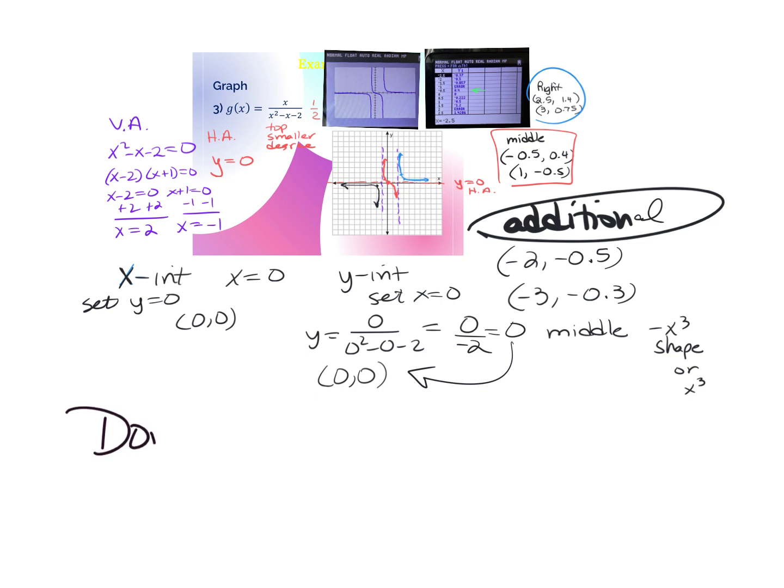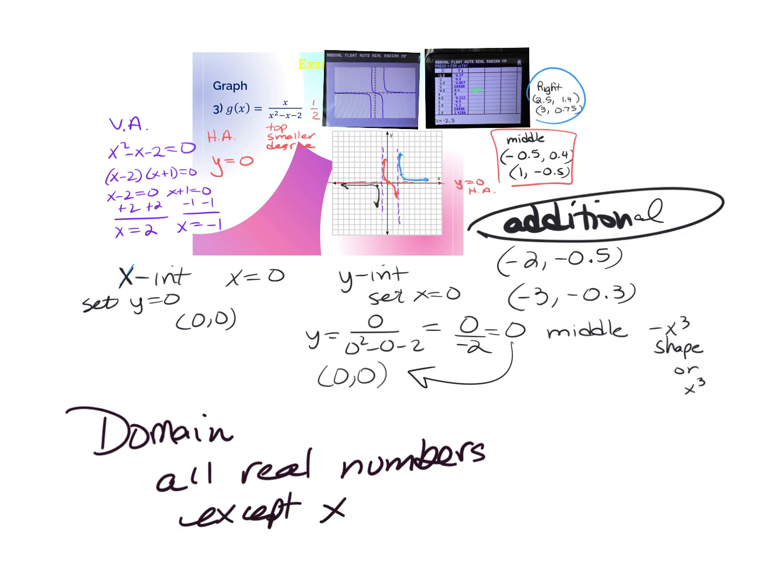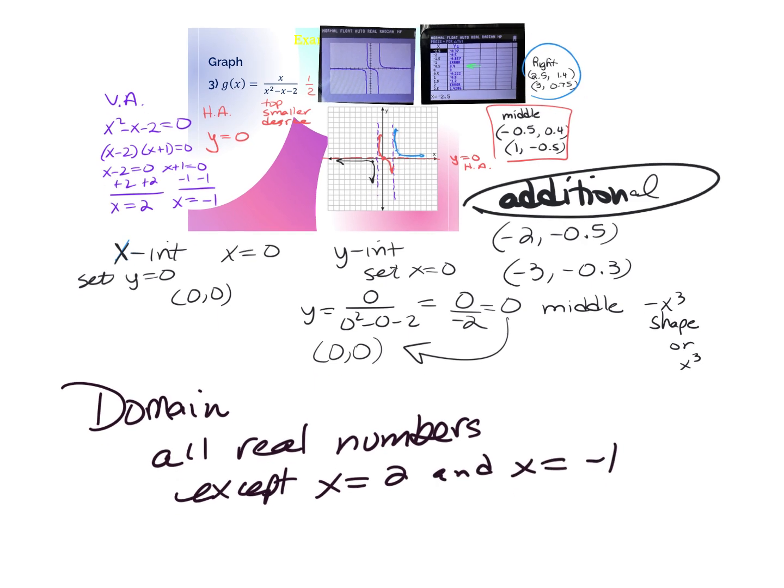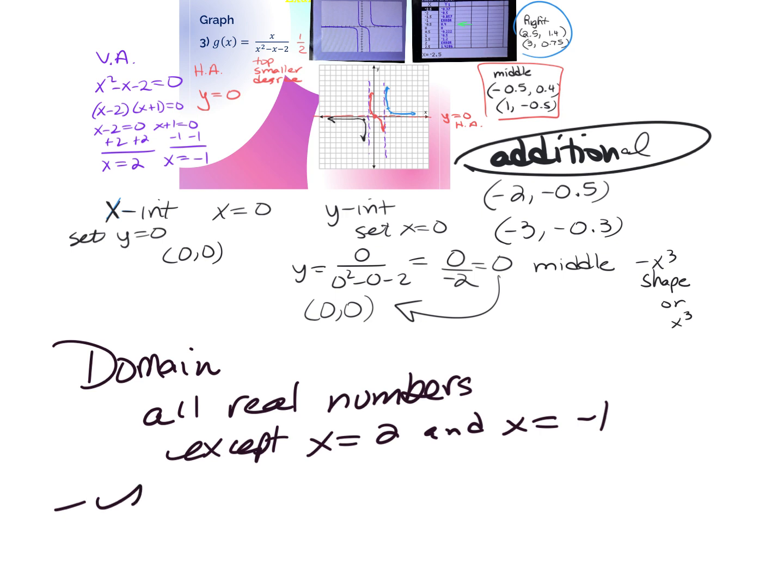So the domain here is all real numbers except when x equals 2 and when x equals negative 1. So again, in interval notation, negative infinity to negative 1, union negative 1 to 2, union 2 to infinity.